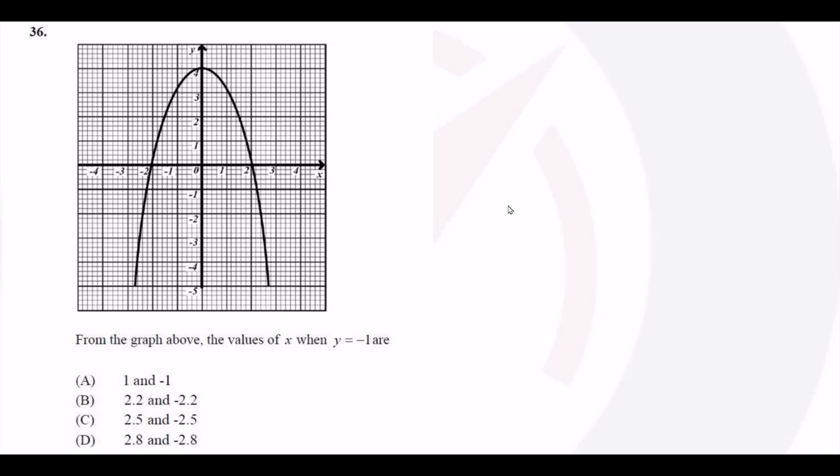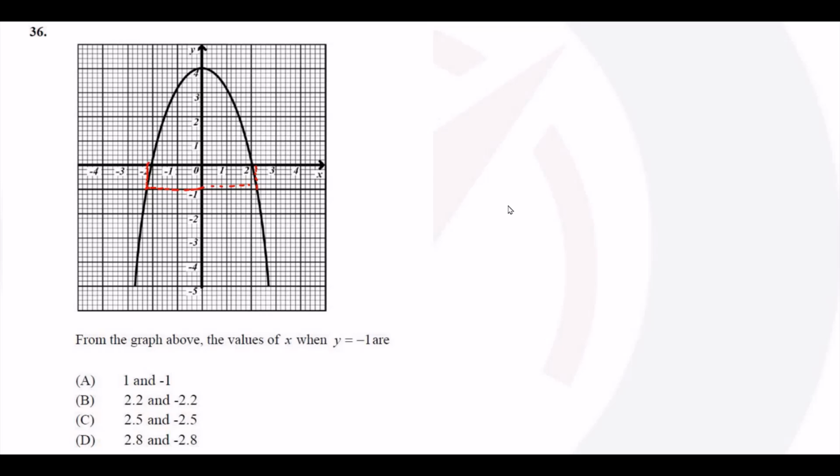Question 36. From the graph above, the values of x when y is negative 1 are... So negative 1 here, we will carry up, read up. Negative 1 here, carry up, read up. So we can look at the scale. Each of it is like 0.2, 0.4, 0.6, 0.8, 1, 1.2, 1.4. So each is about 0.2.